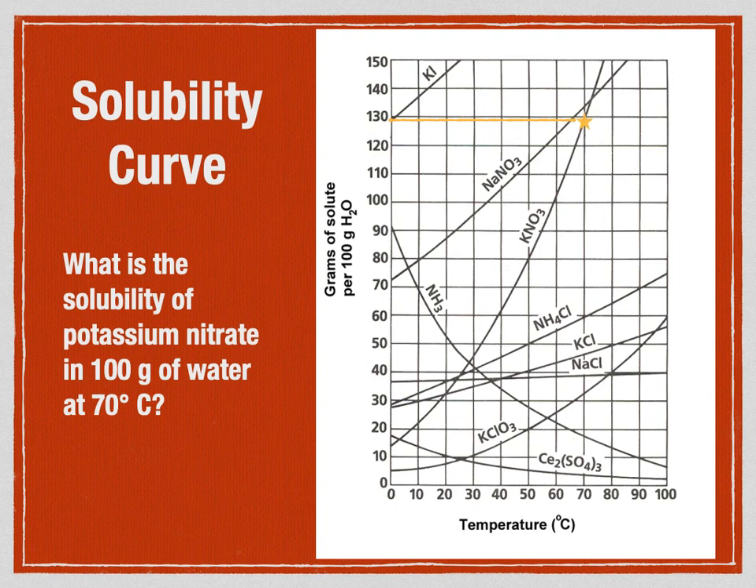And when you do that, you see that little yellow star that we dropped down there on the graph. And then if you read that over, that's going to be about 129 grams of potassium nitrate per 100 grams of water. That would be considered its solubility. Anything less than that 129 grams in that 100 grams of water would be an unsaturated solution. Anything on the curve would be considered a saturated solution.